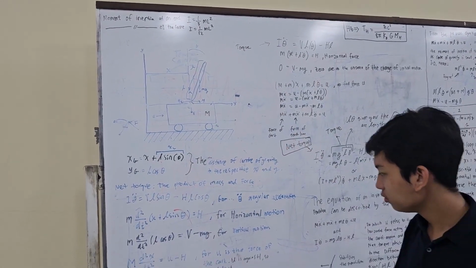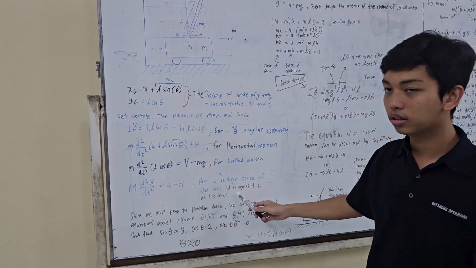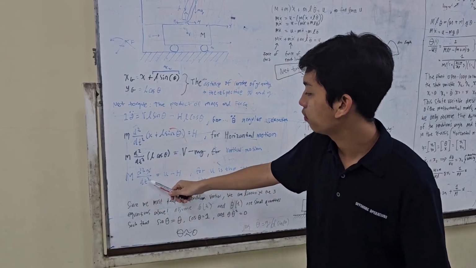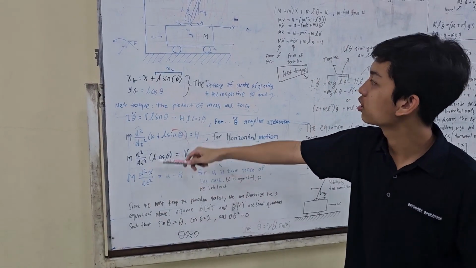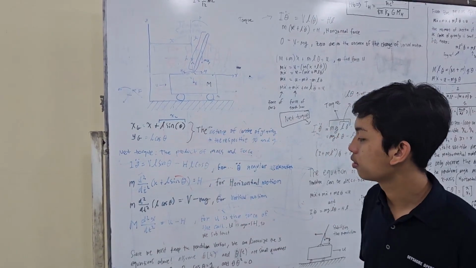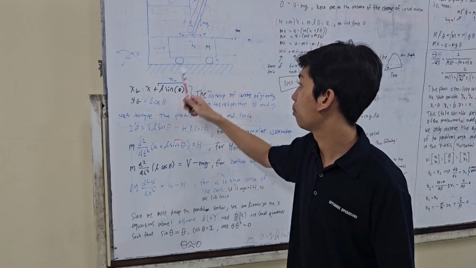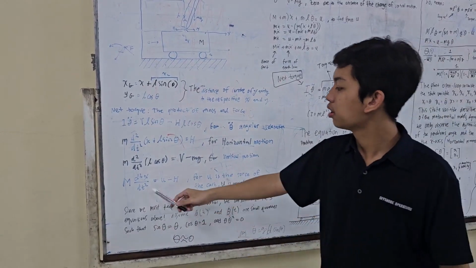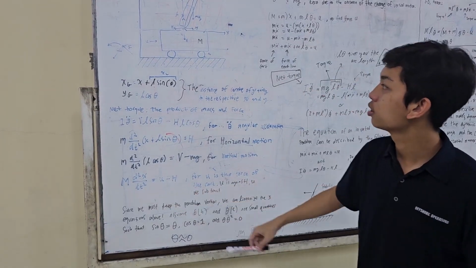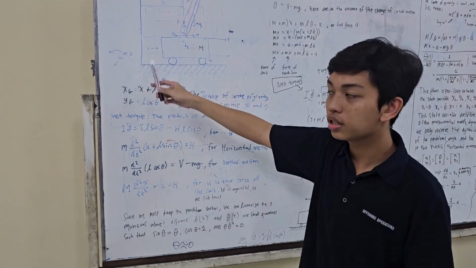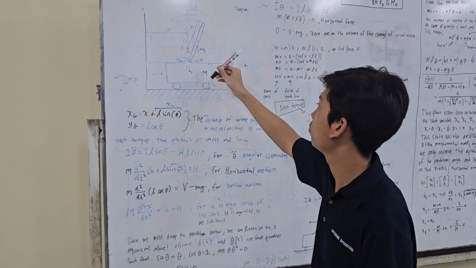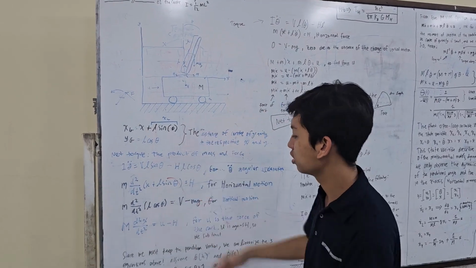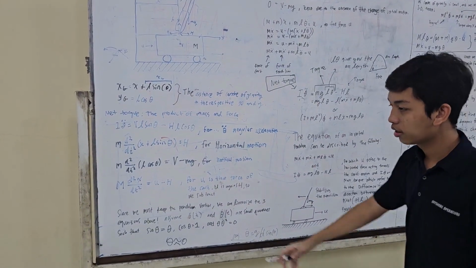So next is the motion for the cart. We have the second derivative of x, which gives us the acceleration, as well as the mass of the cart. Then we have u minus h, since u is going in this direction and we want to stabilize it in that direction, so it counteracts.